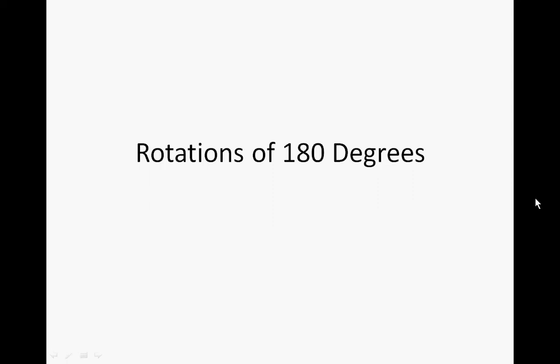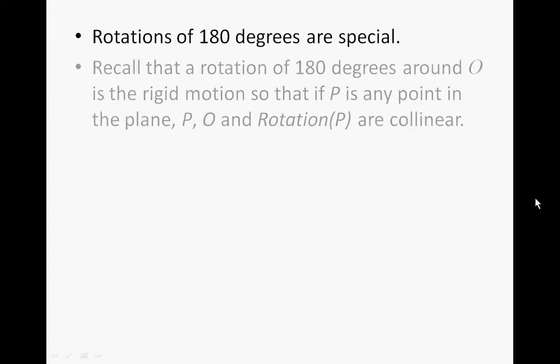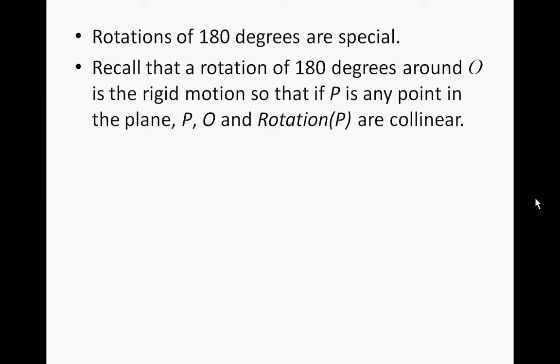Okay, we're going to take a look at our next lesson, lesson 6, on rotations of 180 degrees, which we kind of talked about in the last lesson. So rotations of 180 degrees are special. Recall that the rotation of 180 degrees around O is a rigid motion, so that if P is any point in the plane, then P, O, and the rotation of P are collinear, meaning again that they are on the same line.